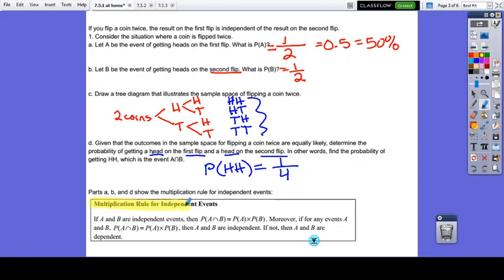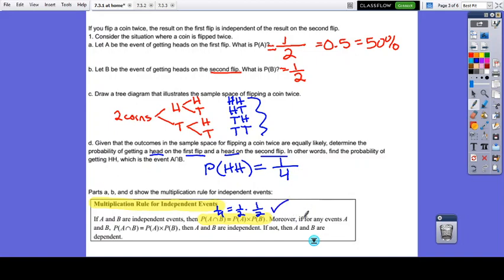I'm going to highlight that idea because that's one of our big ideas. If A and B are independent events, then the probability of A intersect B is equal to the probability of A times the probability of B. Okay, so this is my multiplication rule right here. We just said that the probability of HH is the probability of A intersect B. So what this is saying is that the probability of A intersect B, which we said was 1/4, is equal to the probability of A, which we found to be 1/2, times the probability of B, which is 1/2. Notice that that is equal.